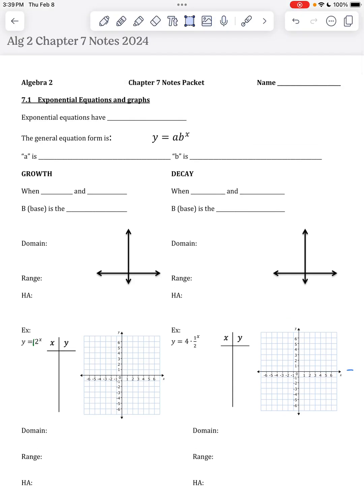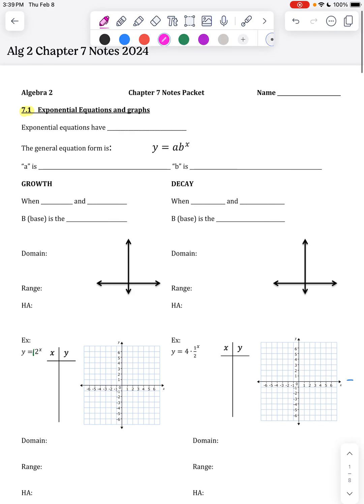All right. Hello, friends. We are going to venture into chapter 7. Actually, I'm starting this and wondering where my glasses are. Okay, there.